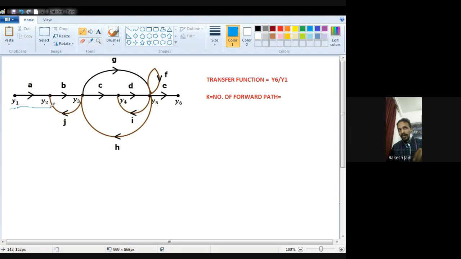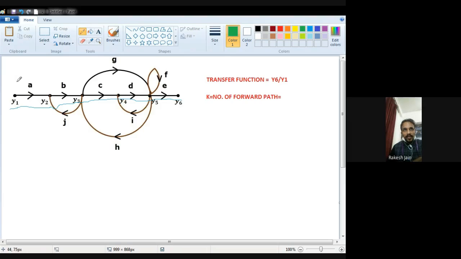So now see, with the blue color line I will show you. Now I start from y1 and reach y6, which is my destination. So this is a forward path. One forward path gain is A, B, C, D, E. This is my first forward path.